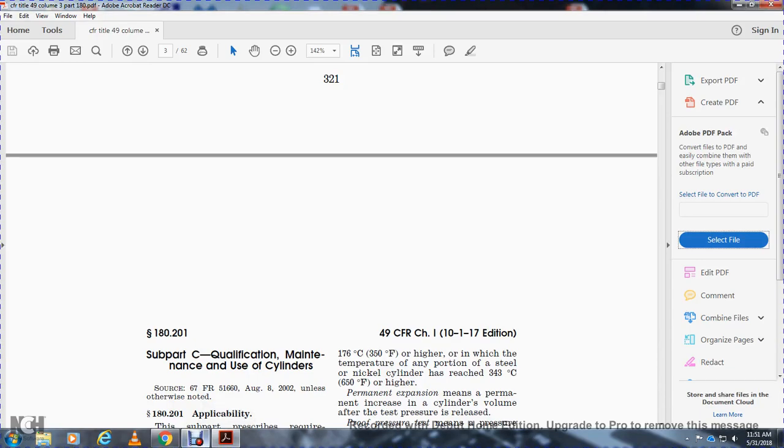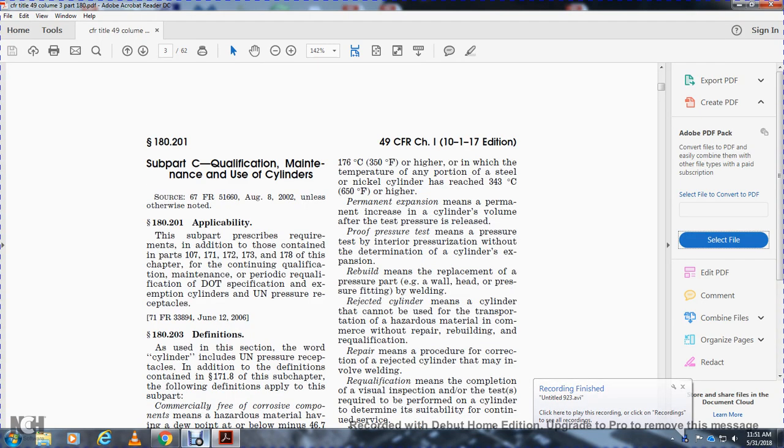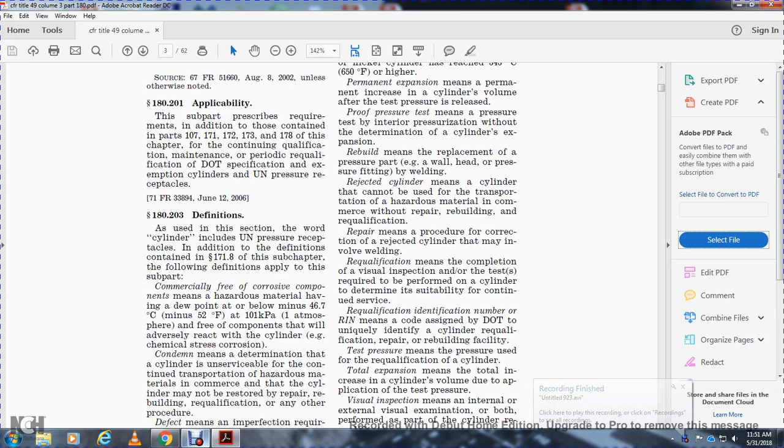Alright, Subpart C, Qualification, Maintenance, and Use of Cylinders, Part 180, Title 49, Chapter 1, 180.201, Applicability. This subpart prescribes requirements in addition to those contained in Parts 107, 171, 172, 173, 178 of the chapter, continuing with qualification, maintenance, periodic qualification, spot specification, exemption, cylinders, and UN pressure receptacle. The definition: as used in this section, the word cylinder includes the UN pressure receptacle, in addition to the definition contained in 171.8 of the subchapter.